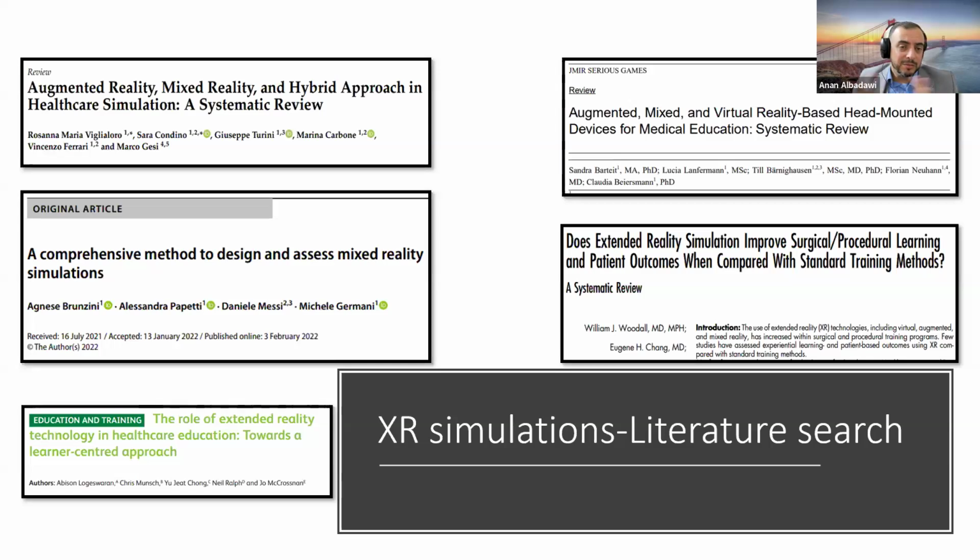Again, there are tons of articles that talk about mixed reality and augmented reality. I tried my level best to collect some of the review articles that talk about augmented reality or extended reality in healthcare simulation. This is another article on how to design a mixed reality simulation. Another one is about the role of extended reality in healthcare education. This is another systematic review about all of them. And this is another one that compared all of these methodologies with standard training methods.